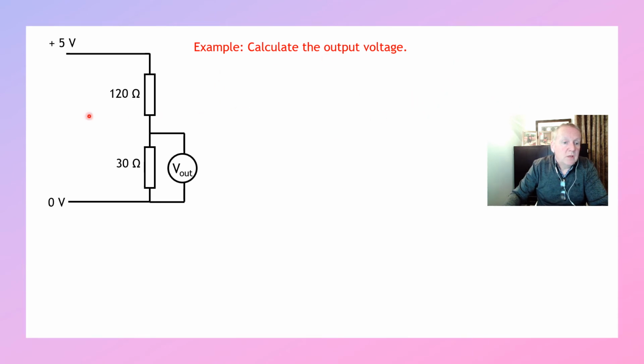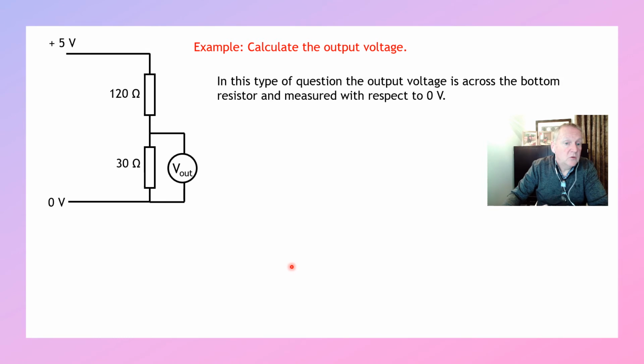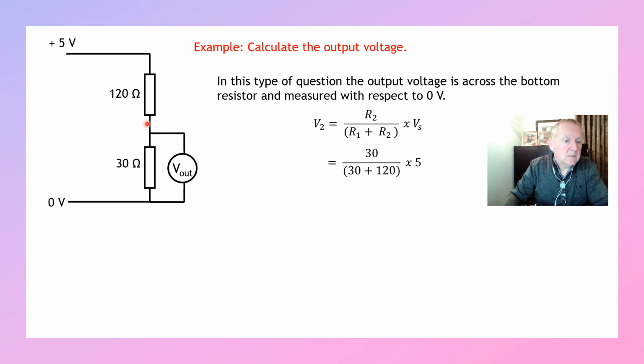So using this new version of our circuit, we're going to calculate the output voltage in this question. In this type of question, output voltage is across the bottom resistor, and it's measured with respect to 0 volts, but we're going to use our newfound voltage divider equation, which is V2 equals R2 over the total resistance times the supply voltage.